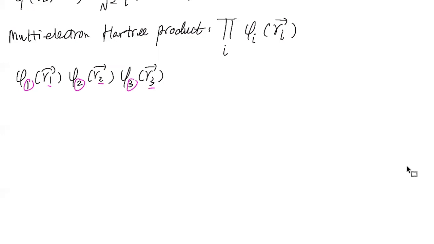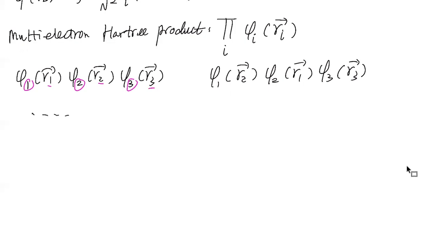Another way would be, well, for R1, you put R2. For R2, you put R1. For R3, you still put R3. That's another way, right? You have multiple ways. How many ways are there? Well, you have 6 ways, right? You have 6 permutations, right?